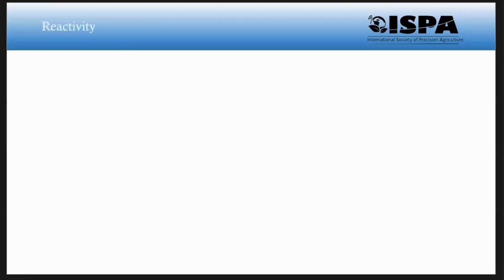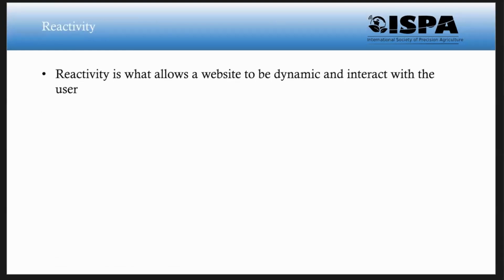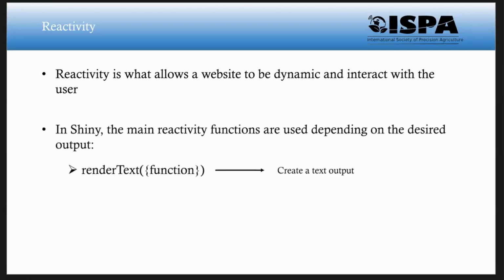Reactivity. Reactivity is what allows a website to be dynamic and to interact with the user. Instead of having just a static page that just displays information, reactivity allows the user to interact. So the user clicks a button and the app does something. That's reactivity. In Shiny, the main reactivity functions depend on the desired output.